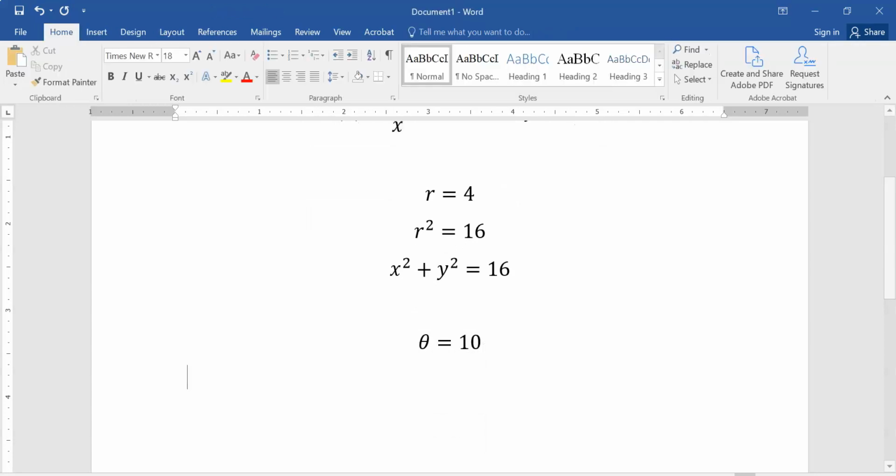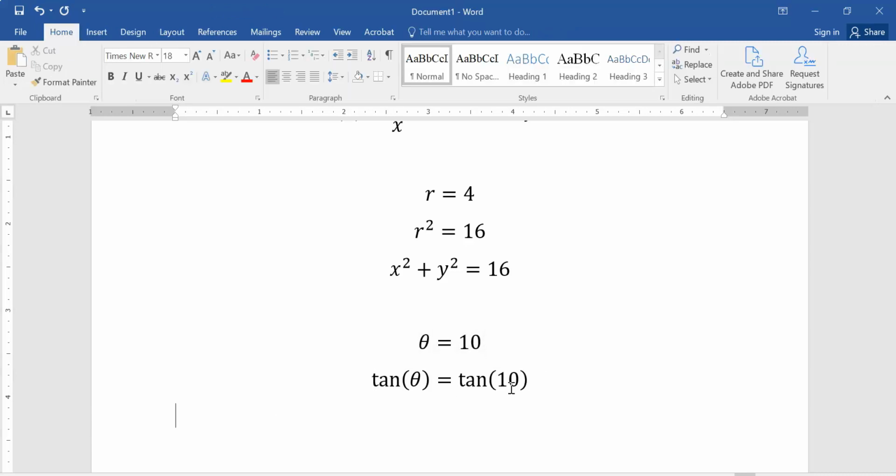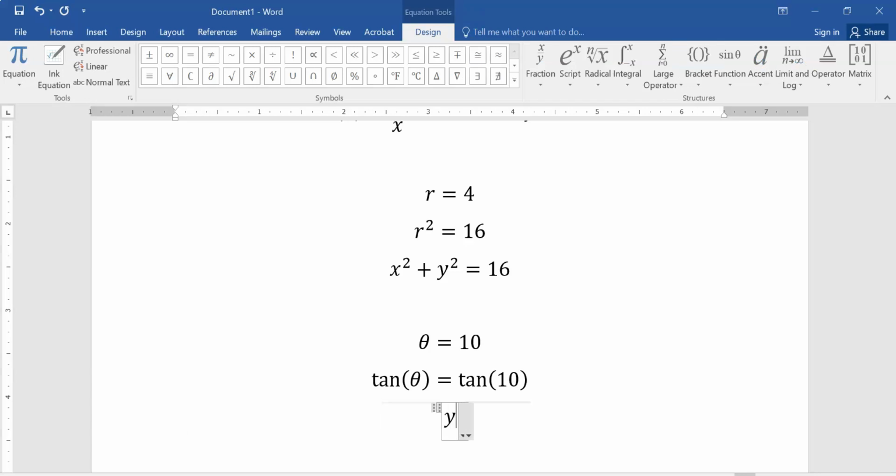Let's go ahead and do that. So tangent of theta equals tangent of 10. Well, now I can replace the tangent theta with y over x. And I can replace tangent 10 with whatever numerical value that has. And as long as your calculator is in radians, that numerical value is about 0.6484.